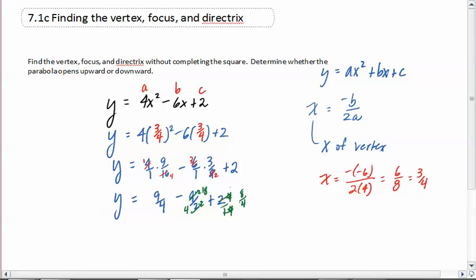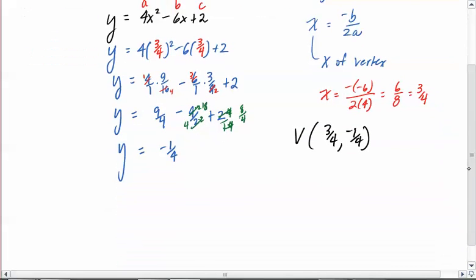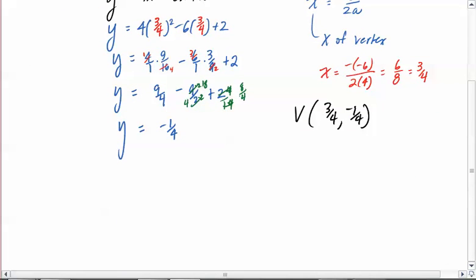Okay, so here's what we have. y is equal to 9 minus 18 plus 8 over 4, which is negative 1/4. 3/4 was our x. So our vertex is 3/4, negative 1/4. You're going, oh my gosh, it's fractions. Yes, it's fractions, and we're going to be all right with that.